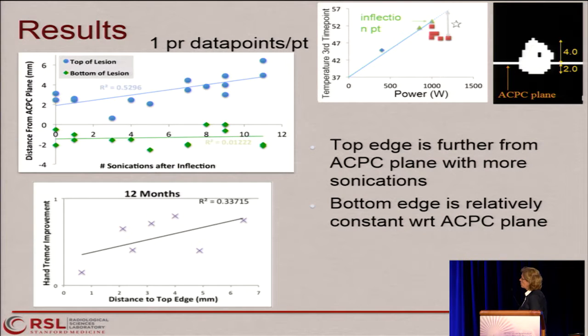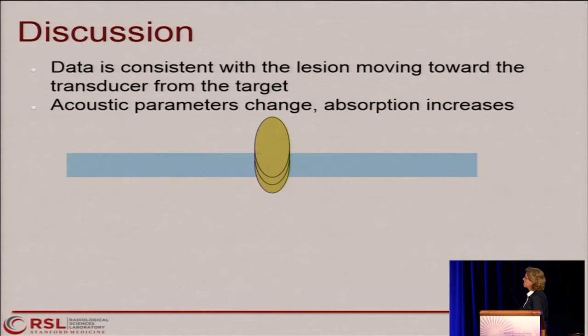Okay, so when we look at the hand tremor improvement, we see that it's increasing as the distance to the top edge is increasing as well. Now this is something that's relatively well known in the literature. What's interesting here is that we see an improvement as we have more sonications after inflection, but what we can't tease out from this data is the change in the position versus the fact that we've really changed the tissue parameters. So this data is consistent with the lesion moving towards the transducer from the target.